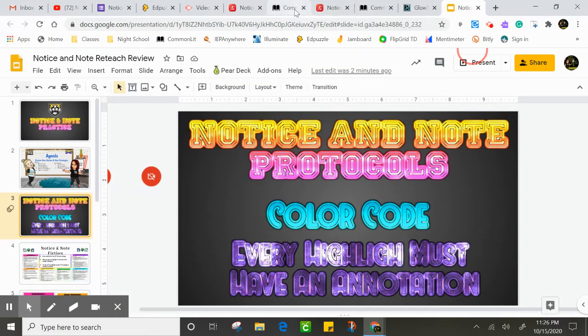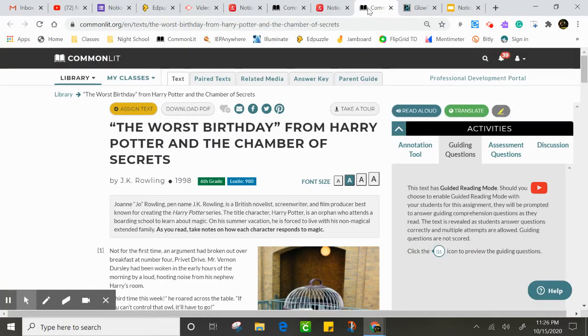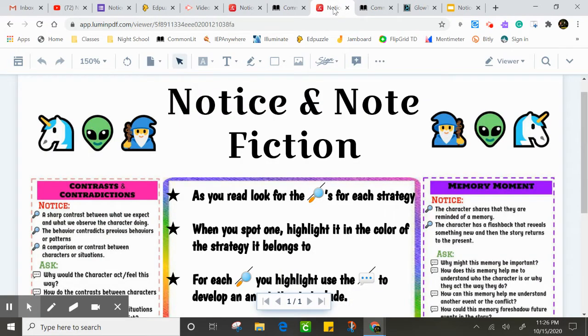All right, so we are first going to come over here and look at CommonLit. I am in one of our assigned readings for class from quarter one. It is The Worst Birthday from Harry Potter and the Chamber of Secrets. This is part of the first chapter of the second book in the Harry Potter series. And we are going to be using the Notice and Note fiction strategies.